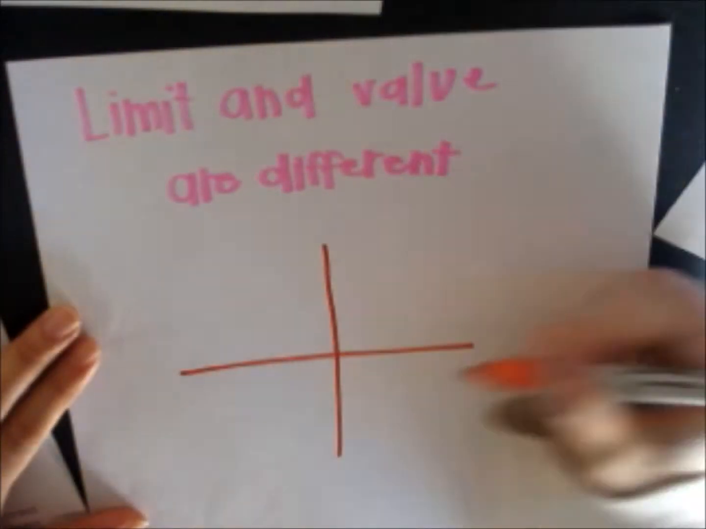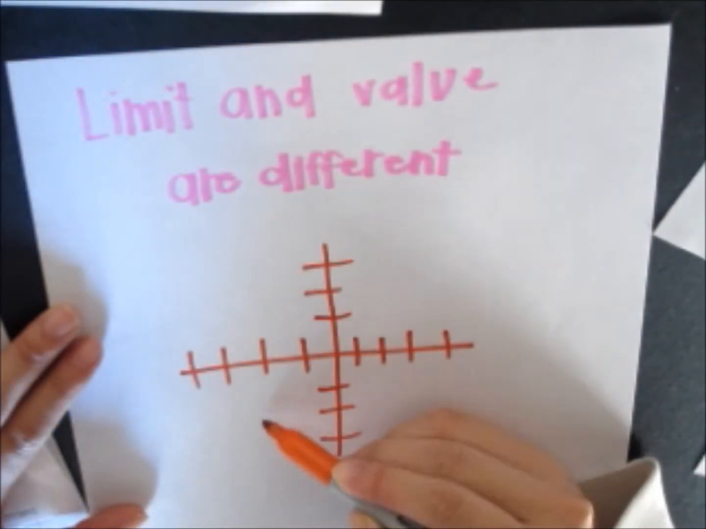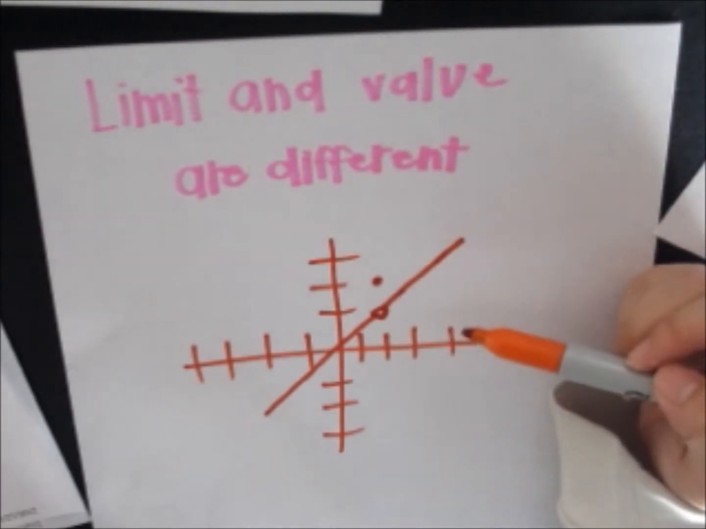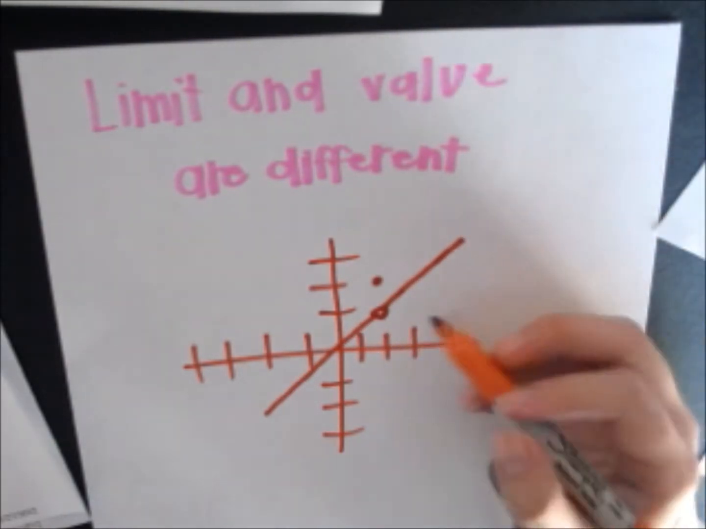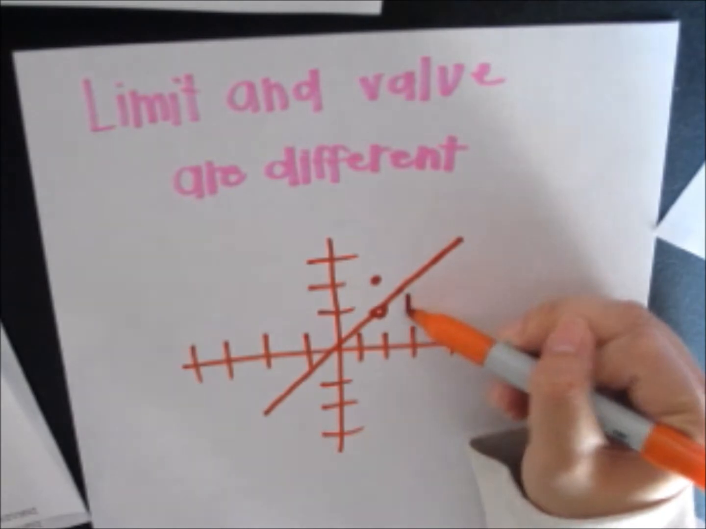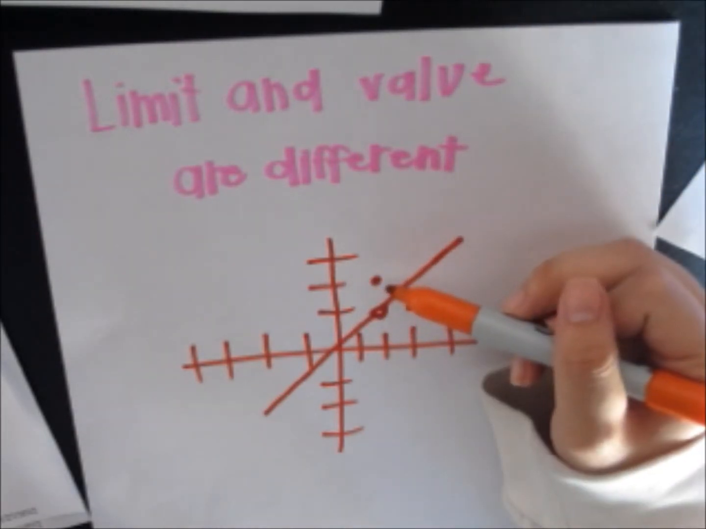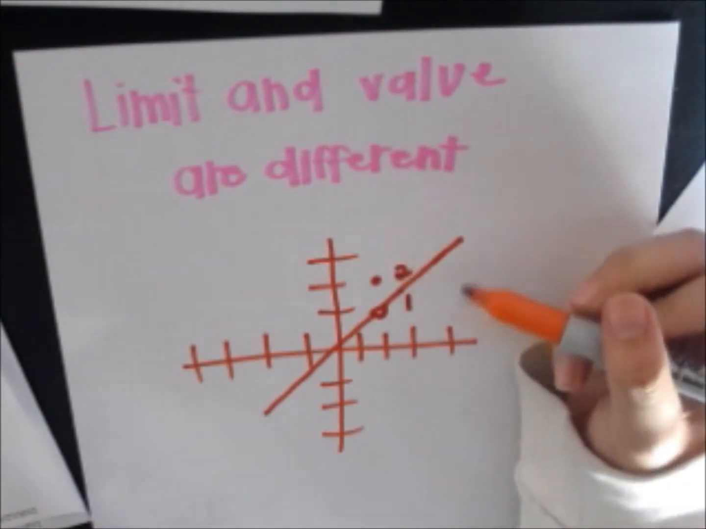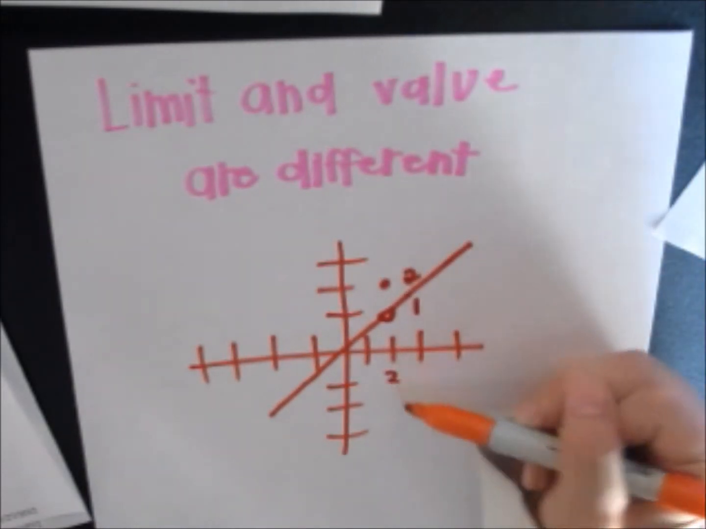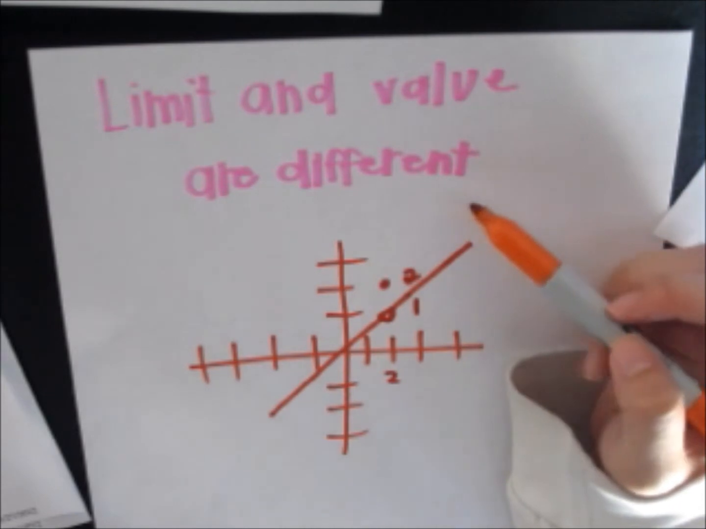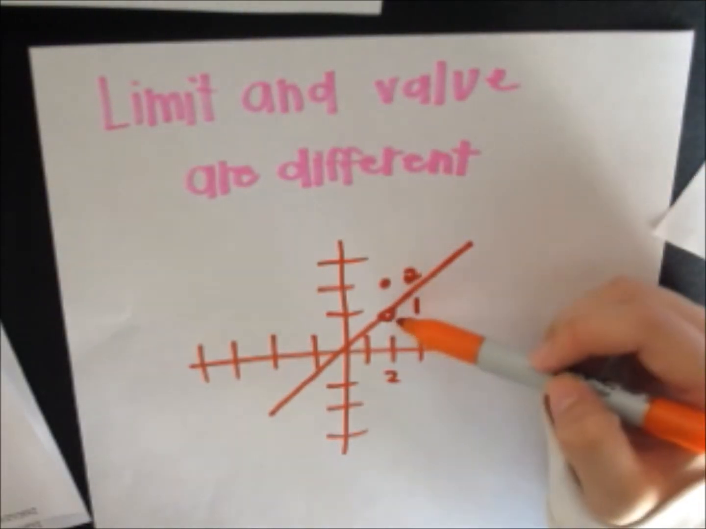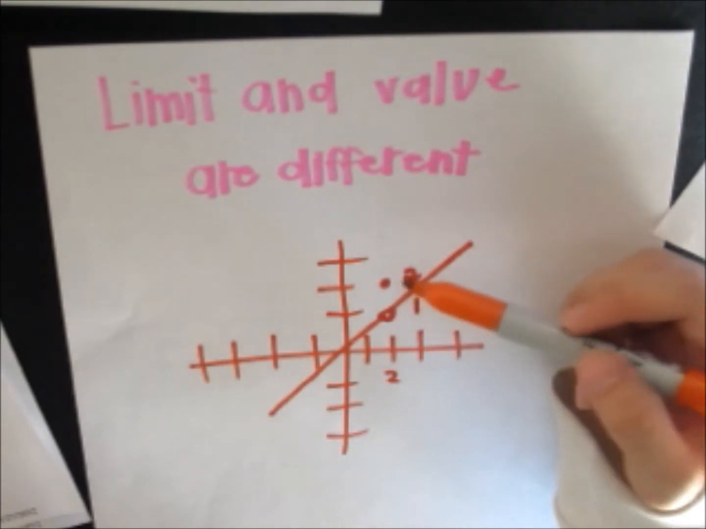Well, when the limit and value are different, okay, if the limit and value were different, our intended height would be at 1, while our actual height, which is the actual value, would be at 2 as x approaches 2. And that's when the limit and value are different. And this would be called a point discontinuity.